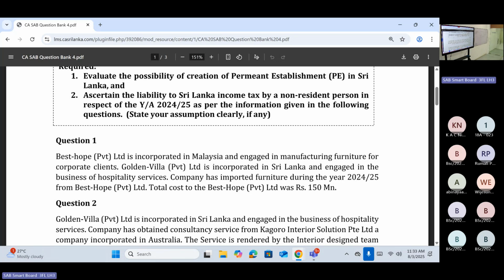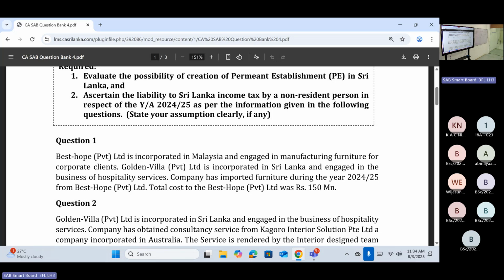So what is the Malaysian company doing? Manufacturing and selling of furniture. That is their business. To tax them, their business should be carried through a permanent establishment in Sri Lanka. If they are doing their business in Sri Lanka through a permanent establishment, then we also have a taxing right, and that income should be taxed in Sri Lanka. We need to check the DTA between Sri Lanka and Malaysia.